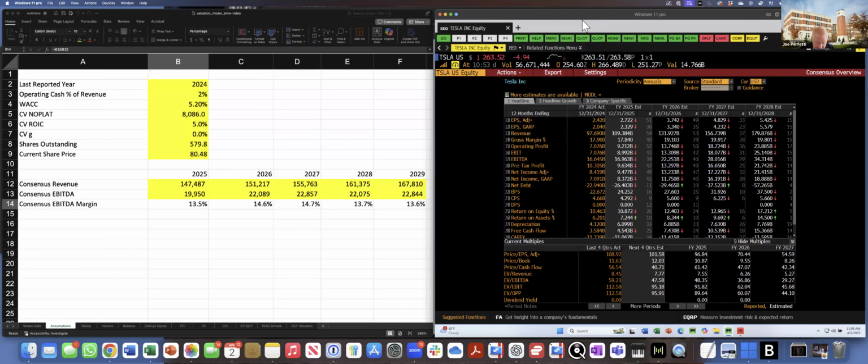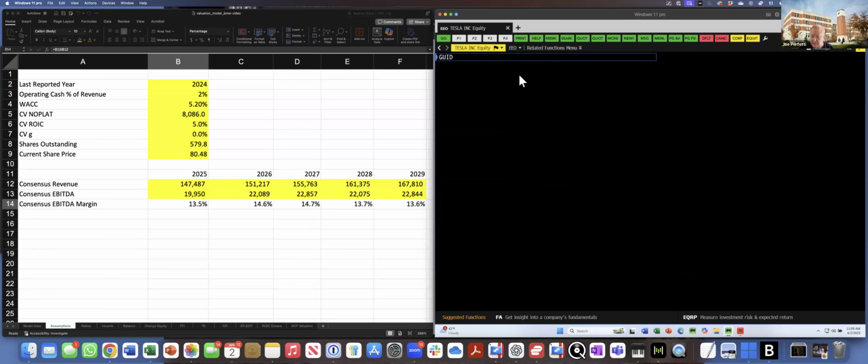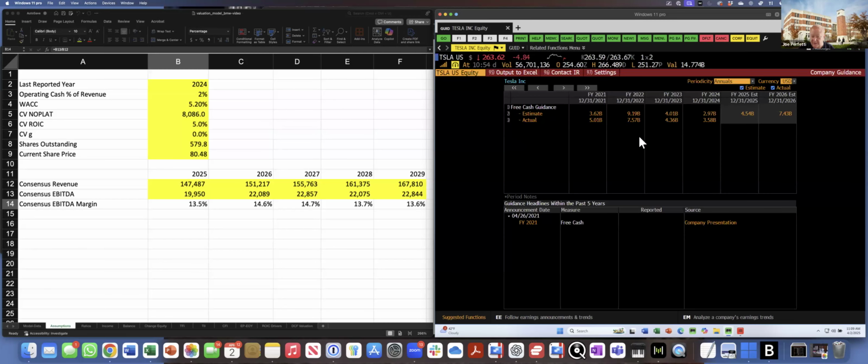And we're going to need a tax rate. So we're going to check out the guidance, GUID, and see if Tesla's giving any tax rate guidance, which if they were, we would take a screenshot of this, but apparently they're not. So we're going to have to go elsewhere.